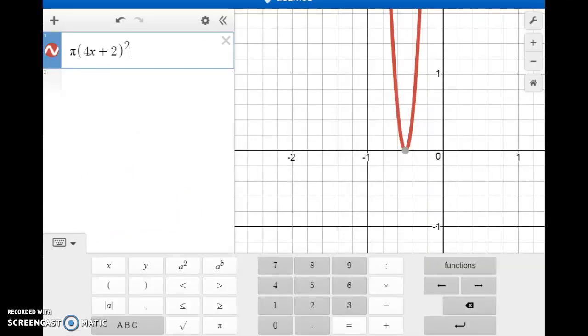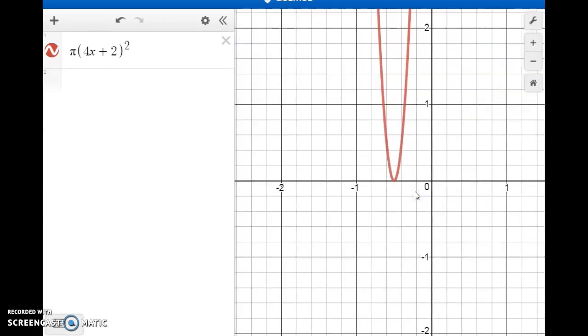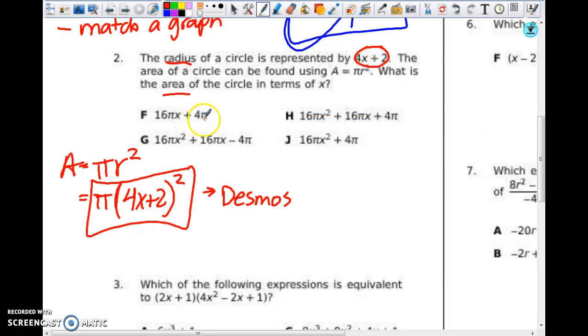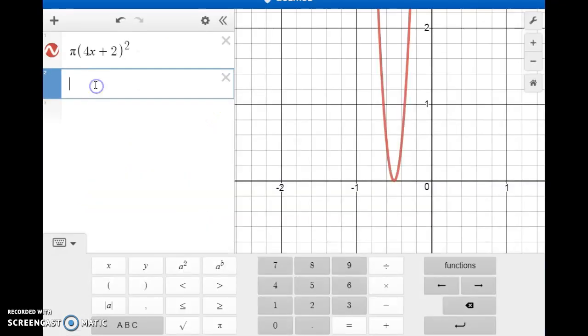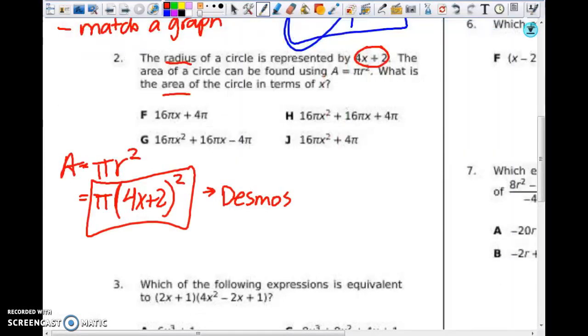So I'm going to do it for you. I'm going to show you. I already put it in. You have a pi button right there. Type it in. It graphs it for you. So put in your answer choices. Like I'll put in answer choice A: 16 pi x plus 4 pi. Here's my pi. Put an x plus 4 pi. All right. Did those graphs match? So is that my answer? No. So again, all you're doing is matching a graph.